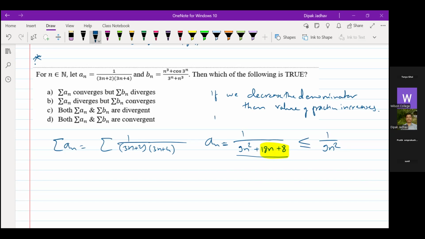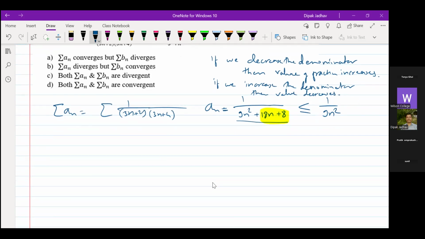And if we increase the denominator, you'll have exactly the reverse process. Then the value decreases. Is it okay? Will you keep this in mind? So you don't have to worry about what I'm doing, whether it is correct. Simple: if you decrease the denominator, the value increases. If you increase the denominator, the value decreases. And then it's easy.